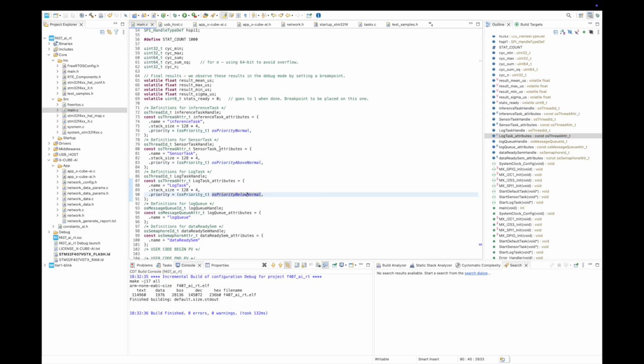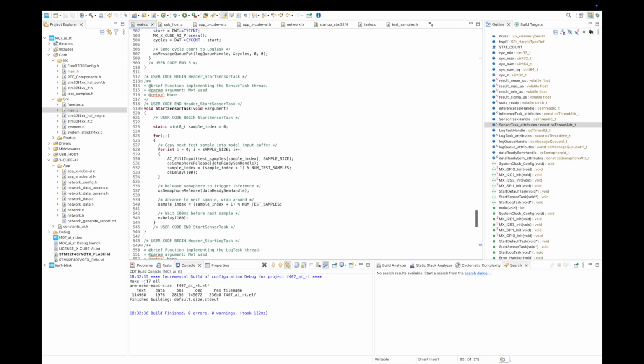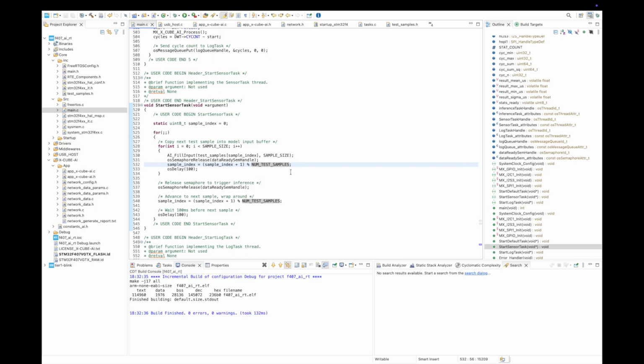The first task is the SensorTask at the highest priority. Every 100 milliseconds, it loads one real test sample into the model's input buffer and signals that data is ready through a binary semaphore. It cycles through 12 samples, 2 from each activity class, so all 6 activities get covered. Because it's the highest priority task, it interrupts everything else when it fires, which is exactly the competition I wanted.